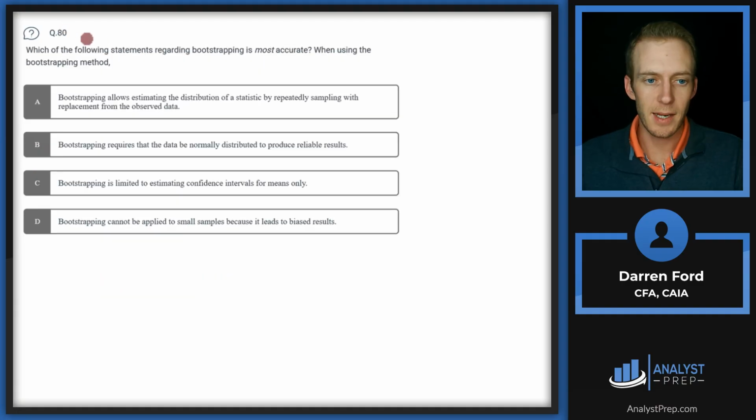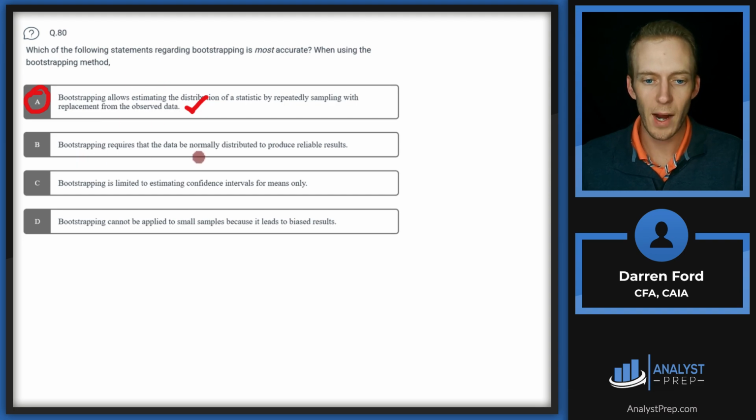Answer B. Question 80. Which of the following statements regarding bootstrapping is most accurate? When using the bootstrapping method, A, bootstrapping allows estimating the distribution of a statistic by repeatedly sampling with replacement from the observed data. This is going to be an accurate statement, so it looks like A is going to be our answer so far. Let's make sure we can rule out the others, but A is looking good.